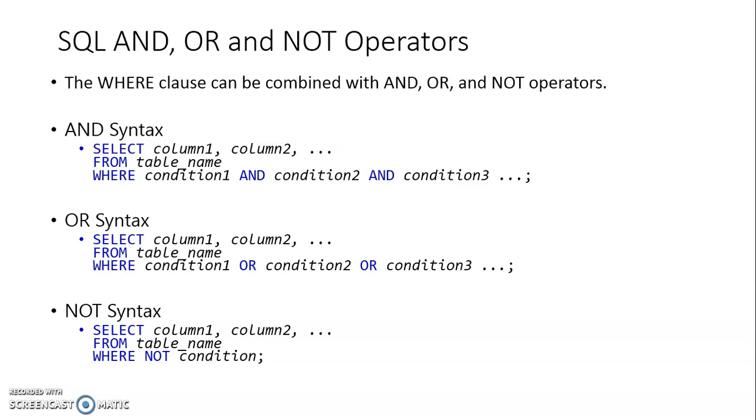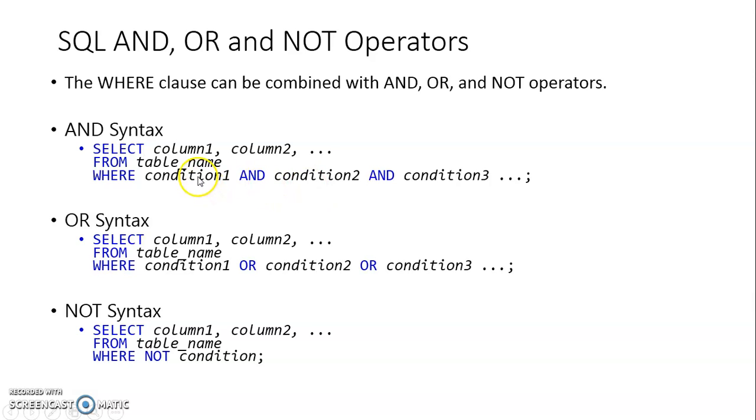Now next one, how to use operators in our SQL statement. Operators like the AND operator, OR operator and NOT operator can be used with the WHERE clause. For using the AND operator, the syntax is SELECT column name FROM table name WHERE condition AND condition.